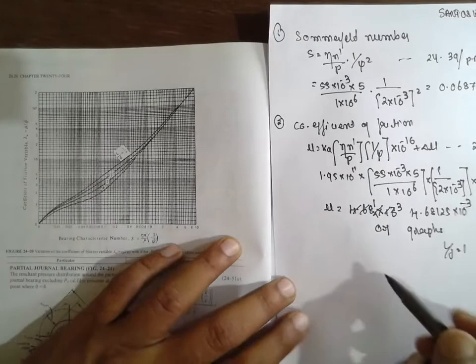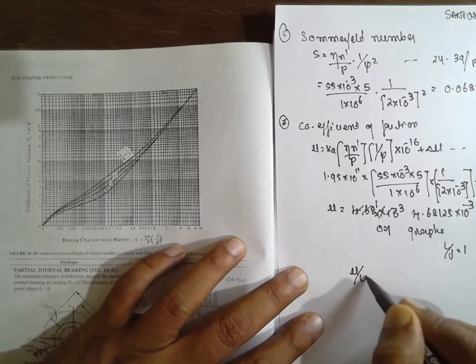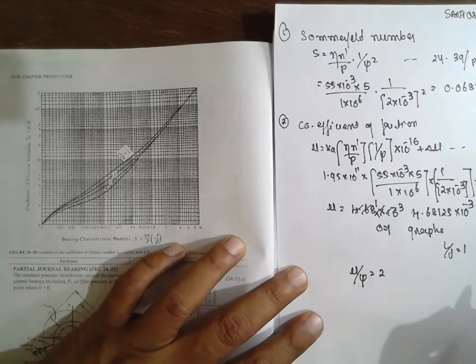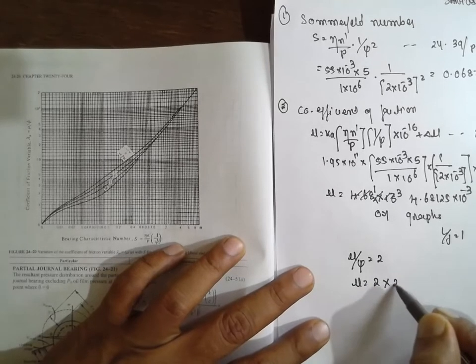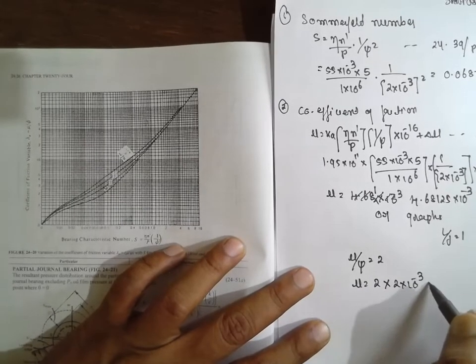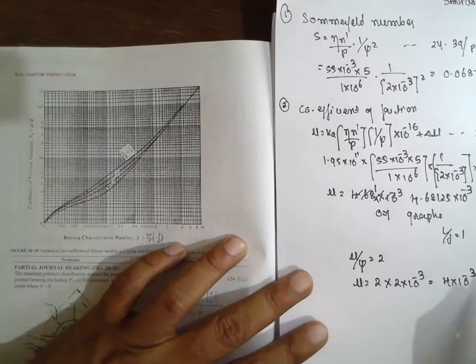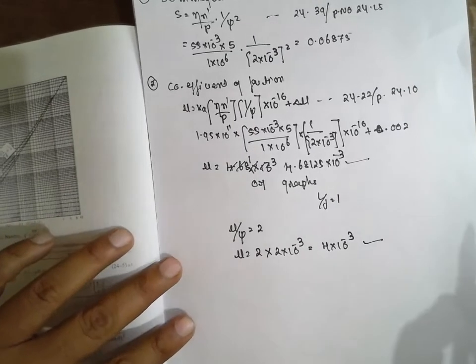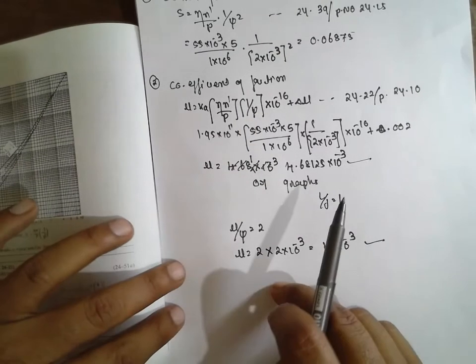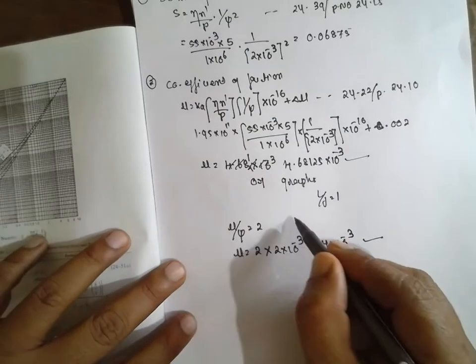0.066 corresponds to approximately 2. Here mu by psi is nothing but 2. Mu is nothing but 2 into psi, which is 2 into 10 raised to minus 3. It will be 4 into 10 raised to minus 3. Either you can go for this method or this method, you will get the same answer. This is the graphical one, and this is the formula based one.